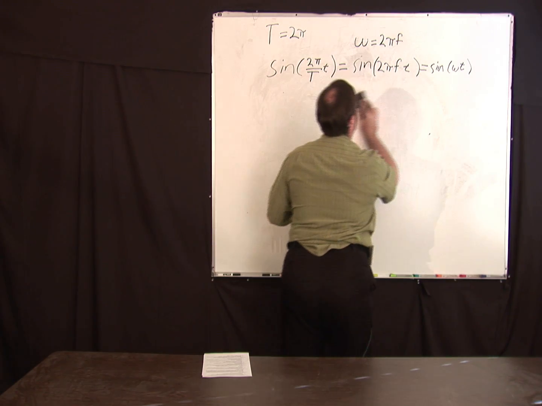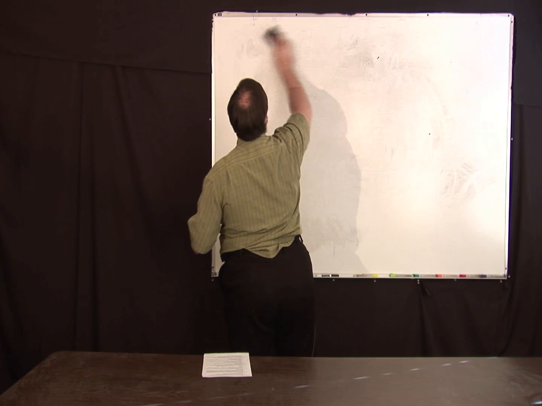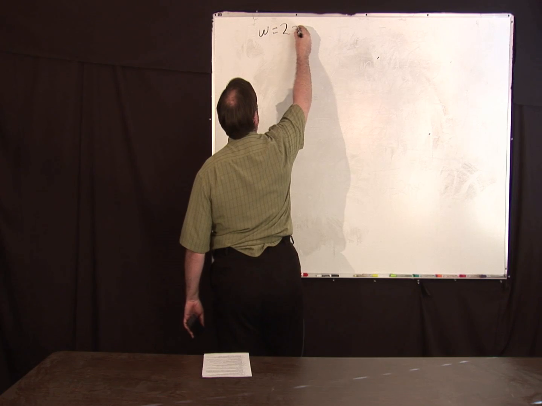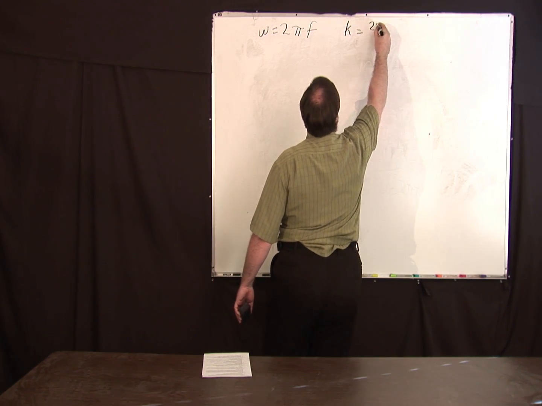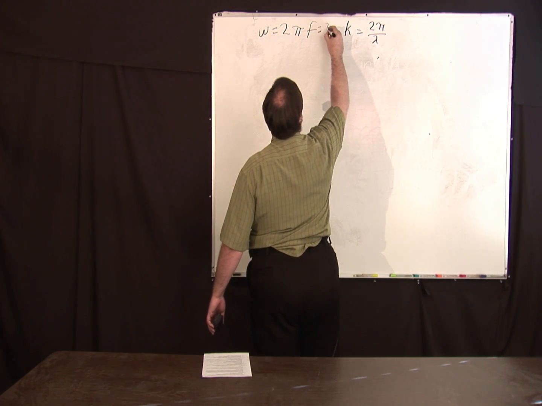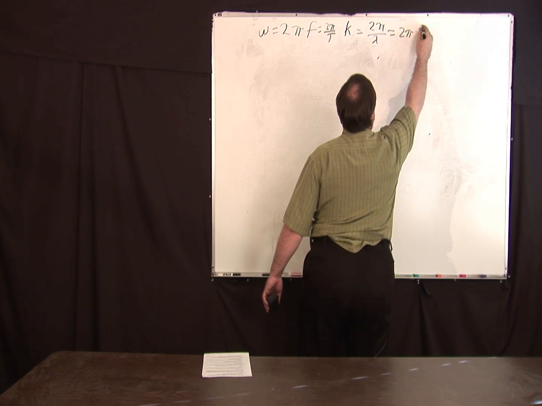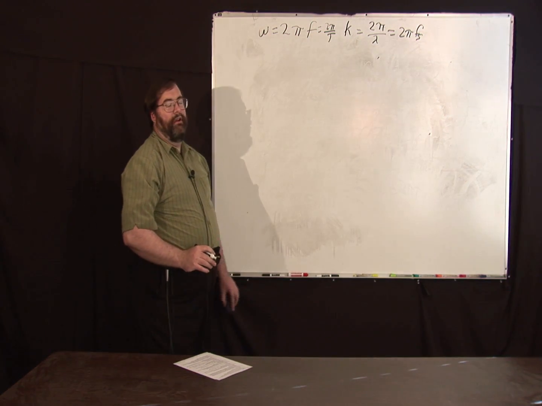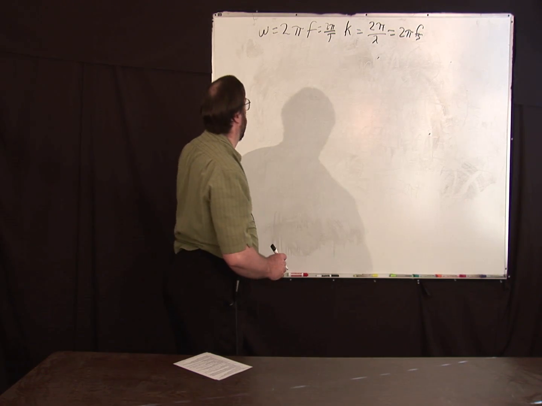I'm going to write some things here. Things to remember. Okay, for sinusoids, we got these terms, omega equals 2 pi f, and k equals 2 pi over lambda. Of course, this is equal to 2 pi over the period, and this is equal to 2 pi times the spatial frequency. Okay, they're exactly the same. They're just given different symbols and different interpretations.